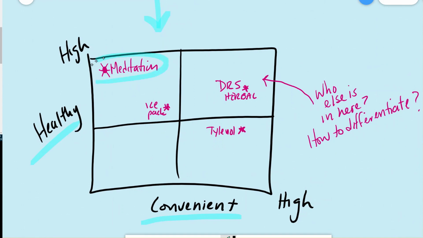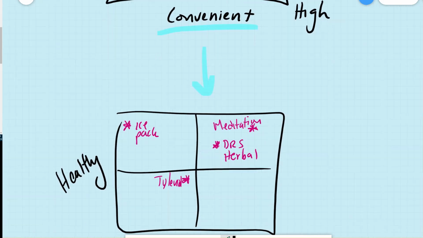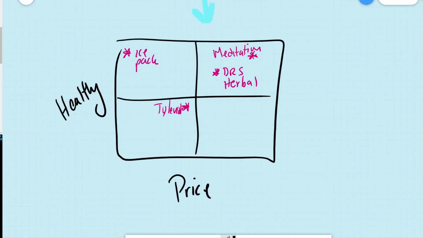So the meditation ends up way over here in the upper left-hand corner. Ice pack's kind of in the middle. Dr. S's Herbs in the upper right-hand corner, and the Tylenol's down in the bottom right-hand corner. And here, the question that would come up for me is, who else is in this particular box for healthy and convenient, and how would I differentiate against them? I would also be wondering, are healthy and convenient really the critical components for my customers? And of course, I'd have to ask my customers, because those answers are outside the box or outside the building.